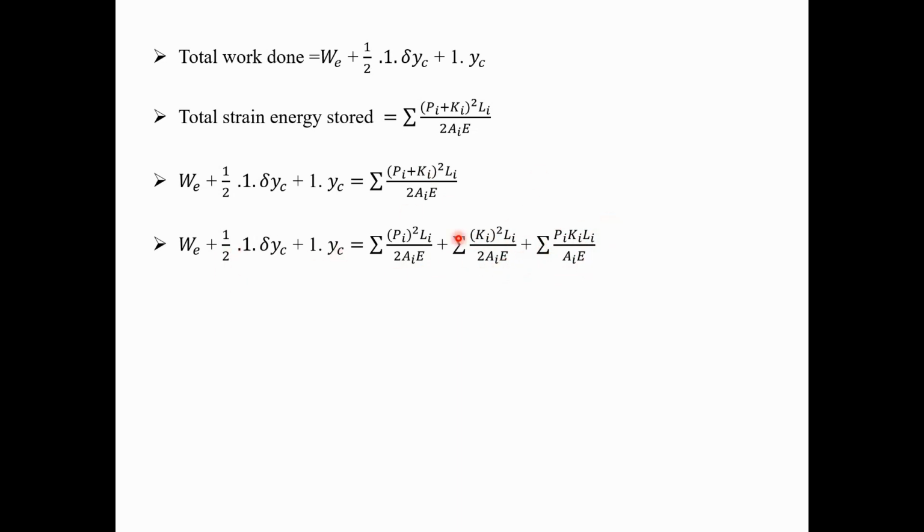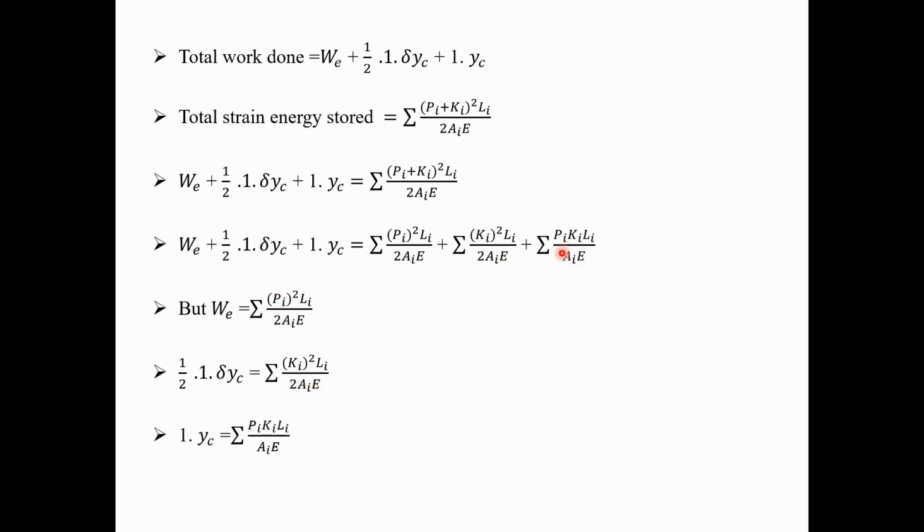But if you observe this equation, WE, we know that it's the external work done, and that external work done, we know, is the summation of Pi square into Li divided by 2 into Ai into E. This middle term, that is summation of Ki square into Li divided by 2 into Ai into E, is nothing but the work done because of unit load.